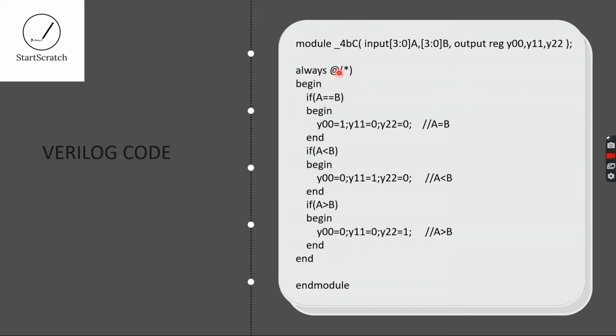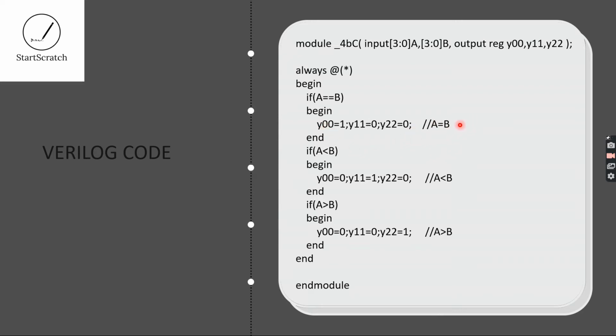And here is the procedural block, that is always block, and here I used if statements, not else if statement. You can also use else if statement, but for a better understanding I use the if statement. If A is double equal to B, you should note that you should not use single equal to, because it is a logical operand. And if this is true, then Y00 equal to 1, and all the other statements are equal to 0.